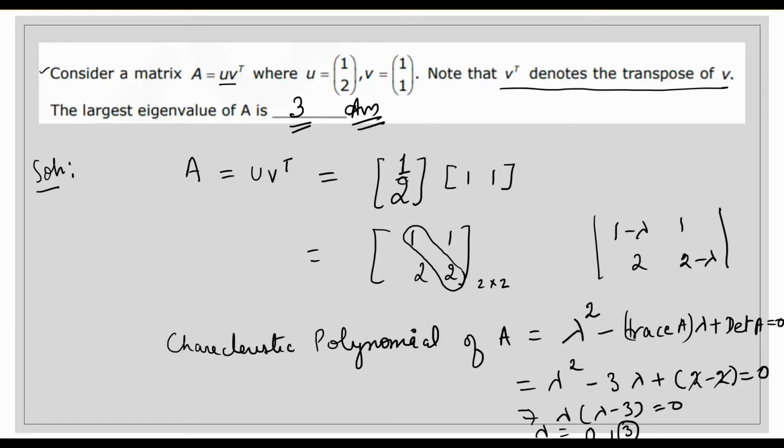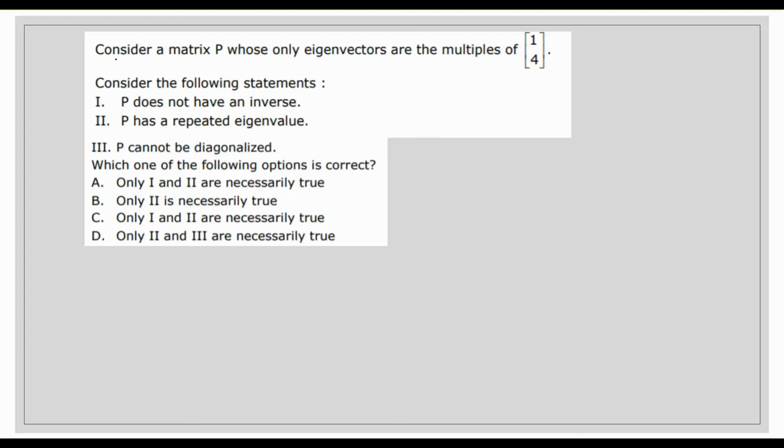So now let us move on to question number 3. It says to consider a matrix P whose eigenvectors are only multiples of this. That means that we have only one eigenvector for this matrix P. Obviously, this will be 2 cross 2. So we now have to consider the following statements. The first statement is, P does not have an inverse. This statement does not seem to be true for the given information.